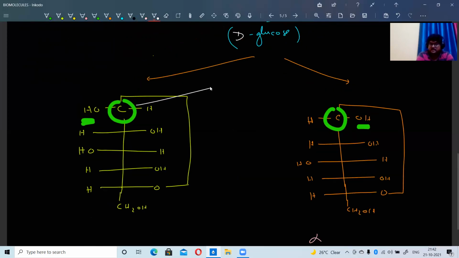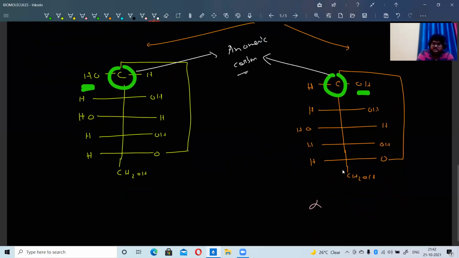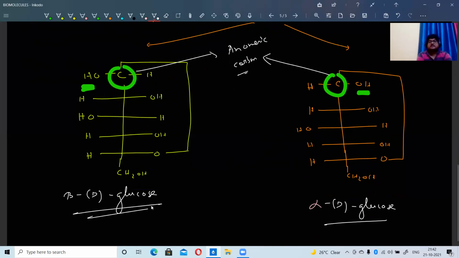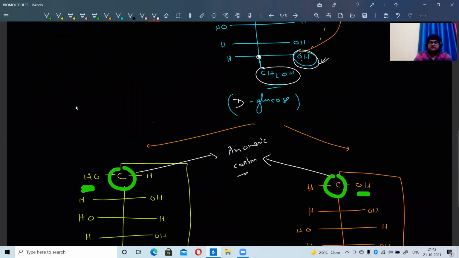Now this marked carbon is known as the anomeric carbon. The anomeric carbon is the carbon where nucleophilic attack takes place. At the anomeric carbon the OH group is on the right hand side, so this is known as alpha D glucose. Here the OH group is on the left hand side, so this is termed beta D glucose. And these two represent the cyclic structure of glucose.